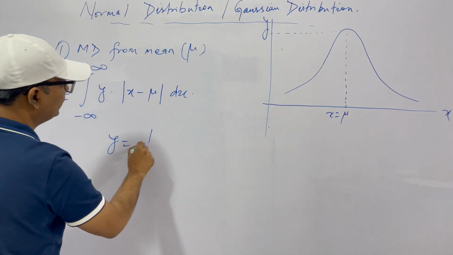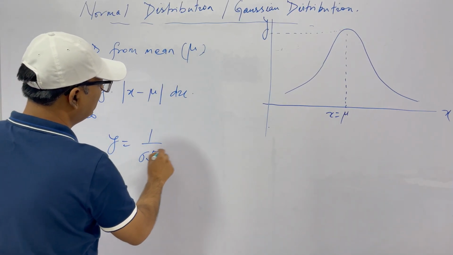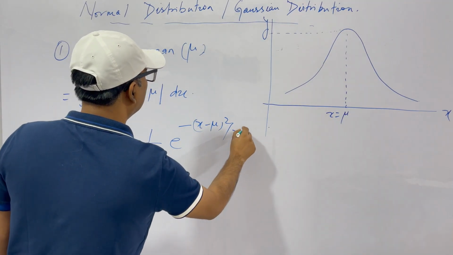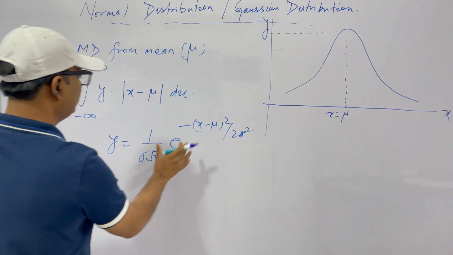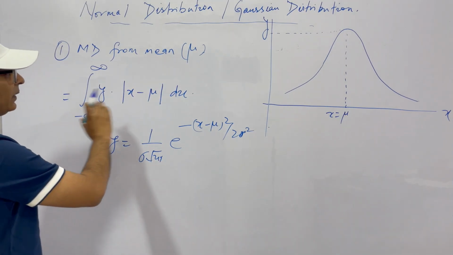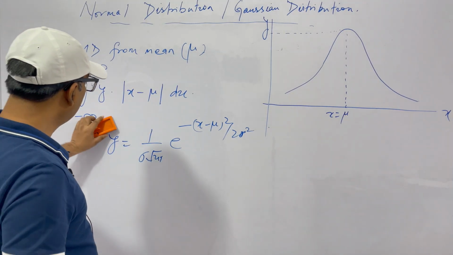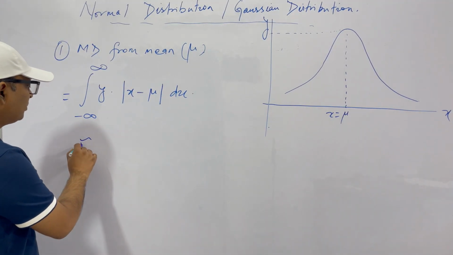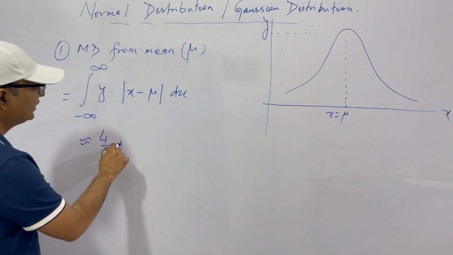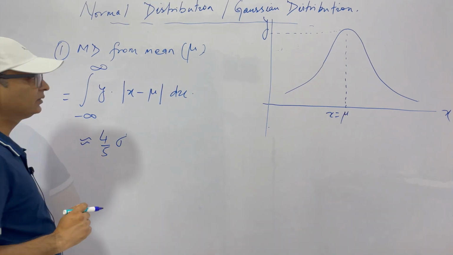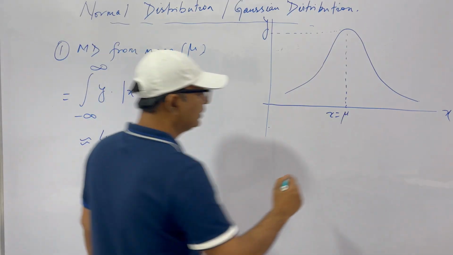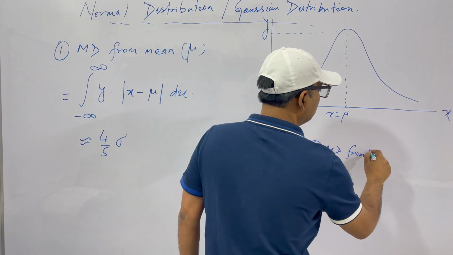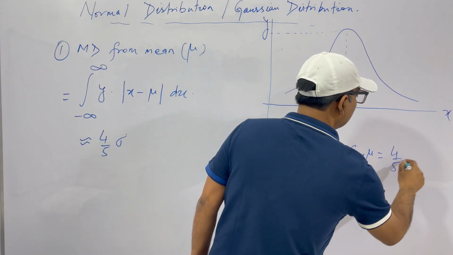So we'll put the value of y. Y is 1 by sigma root over 2 pi e to the power minus (x minus mu) square by 2 sigma square. We put this value and take the integration. What you will find is that this value comes to approximately 4 by 5 of sigma, that is the standard deviation. So first, mean deviation from mean is given by 4 by 5 of sigma.